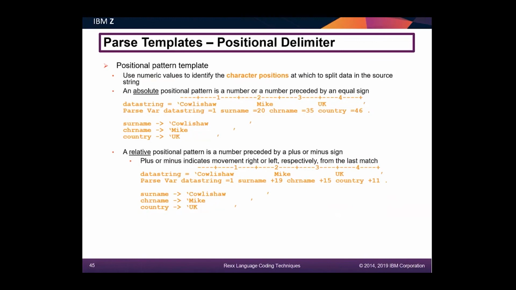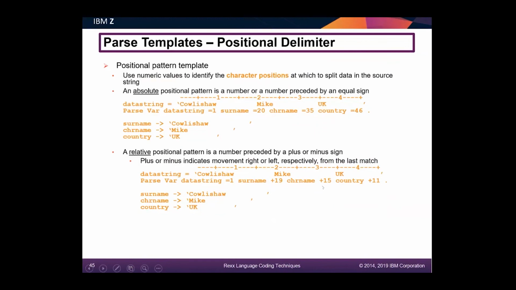I could use relative positional. I do not recommend this, but in some cases it's very handy. I can do relative position where I use plus signs here instead of equal signs. So instead of specifying the number of the column, I specify the offset from the previous location. So I start at 1. I go 19 more to get to column 20, I go 15 more to get to 35, and I go 11 more to get to 46.